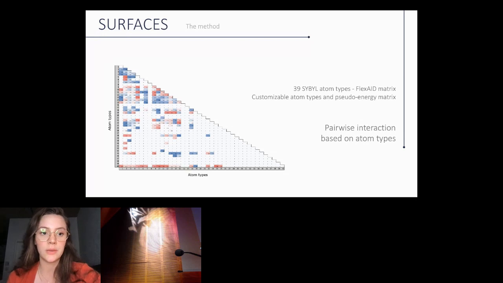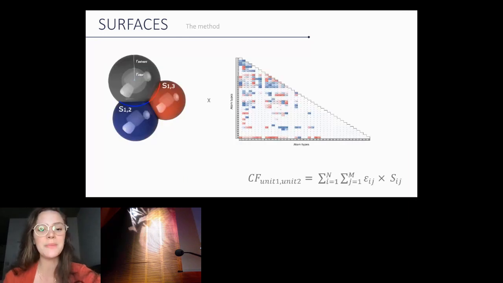The default matrix for Surfaces is based on the 39 Sybyl atom types, and it is a matrix from another one of our softwares, Flexaid, which is for ligand. But this matrix is also customizable by the user. And we basically multiply those two values, the pairwise atomic area in contact and this pairwise pseudo-energetic matrix, in order to have a complementarity function for some units.